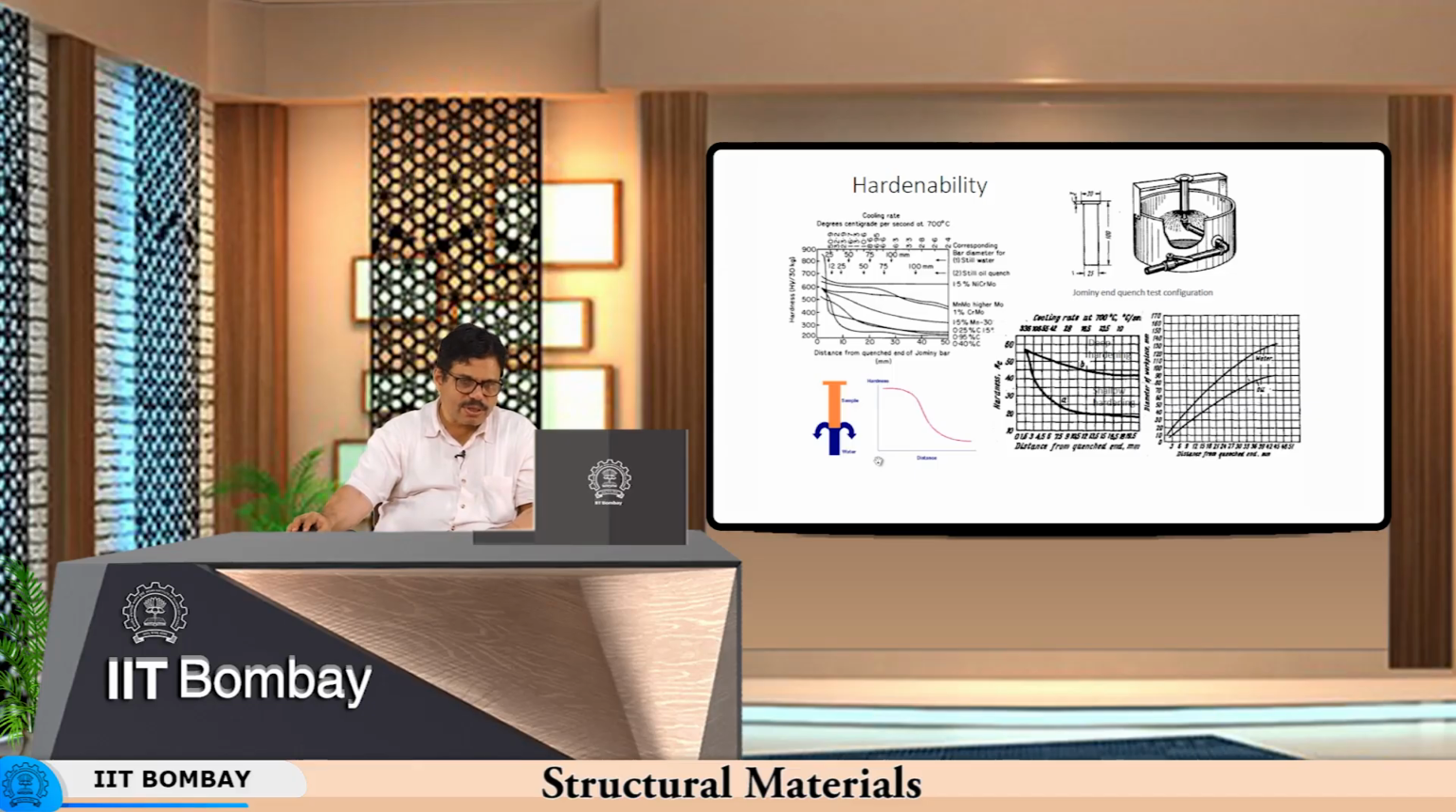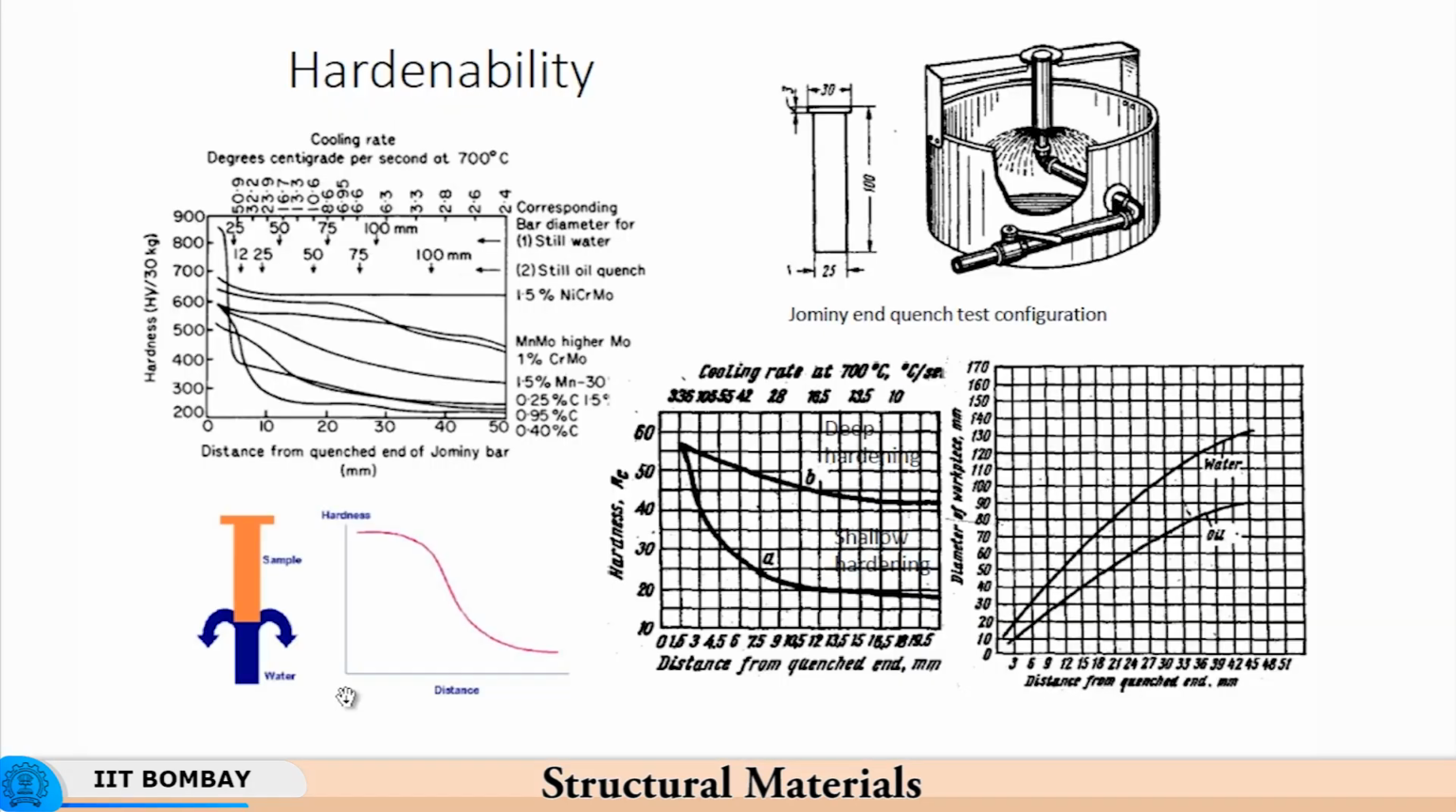So what it means is that if you take a bar of 100 millimeter diameter, since the hardness remains constant over a 50 millimeter section, if you take a bar of 100 diameter of nickel chrome molybdenum steel, you will be able to get uniform hardness over the 100 diameter bar. So, that is what it means over here.